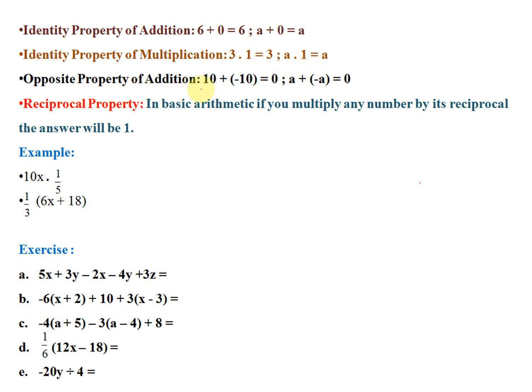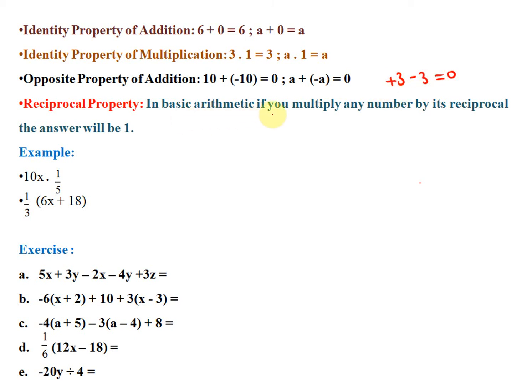Opposite property of addition: if you add a number and its opposite, the answer would be 0. I'll give you a more clear example. 3 and negative 3, we know that is equal to 0. Why? Because the first sign is positive and the second one is the opposite. The answer would be 0.